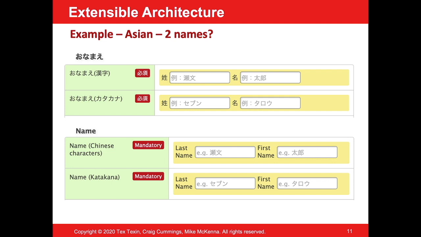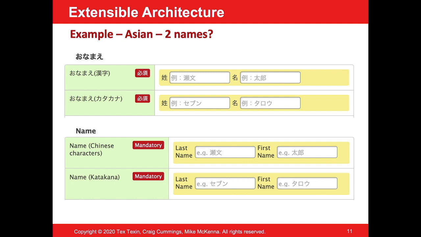Another example is extensible architecture. Let's say you're asking for a person's name. So you have first name, last name. Well, that seems to work, but in Japan, you have to enter two names. And it's not first name, last name, but it's your family name followed by your given name. So the family name is first, so the order reverses.